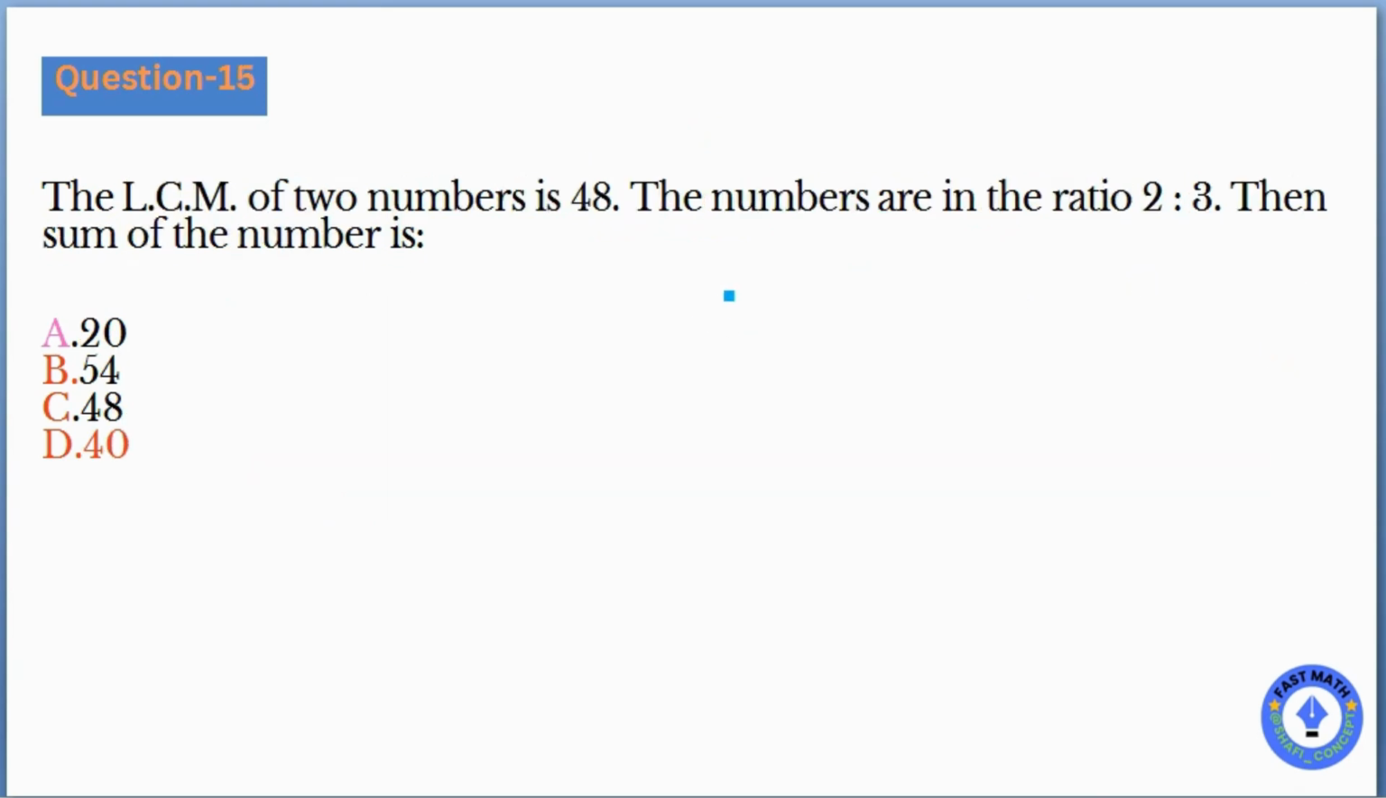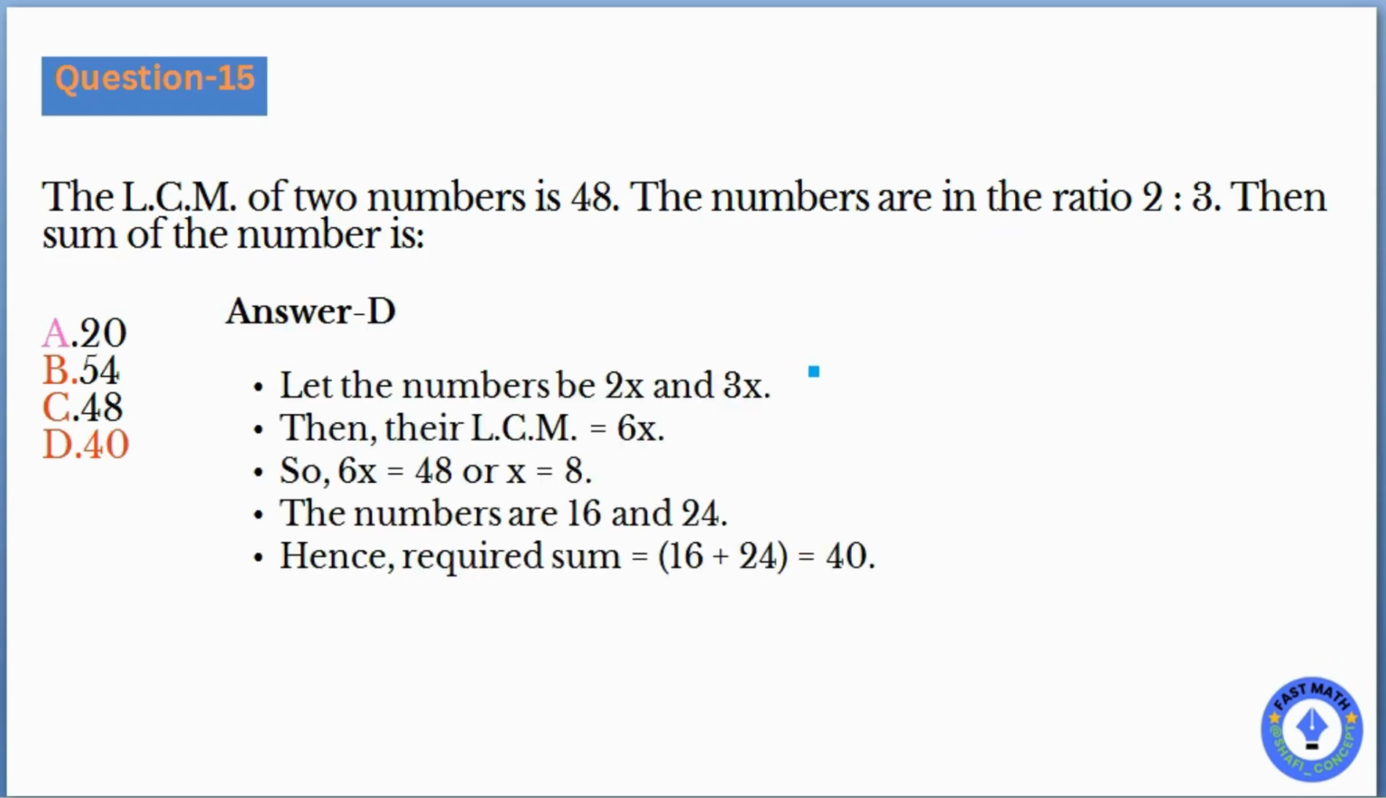The LCM of two numbers is 48. The numbers are in the ratio of 2:3. Then find the sum of these numbers. In this question, the ratio of these numbers is given as 2:3. Then what will be the numbers? Because x is the HCF of this ratio, one number is a multiple, 2x. Likewise, the second number we will assume is 3x.